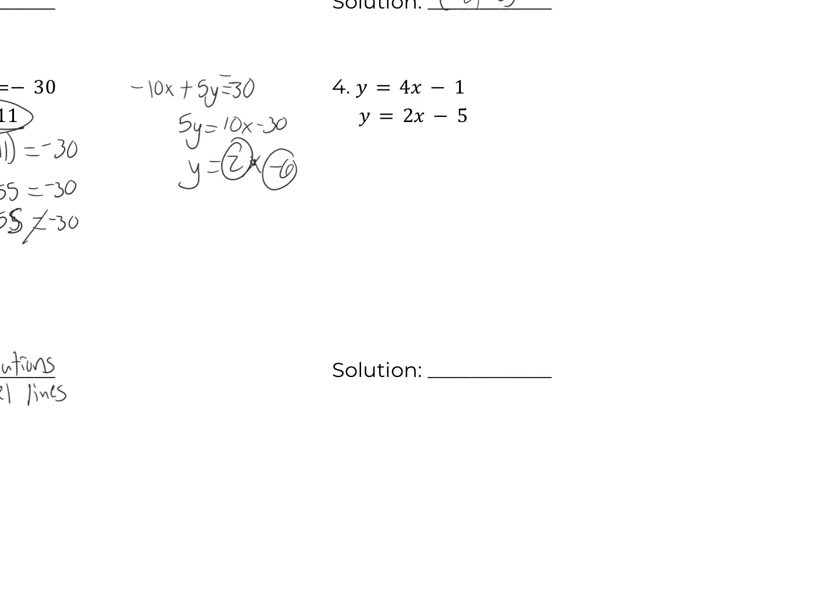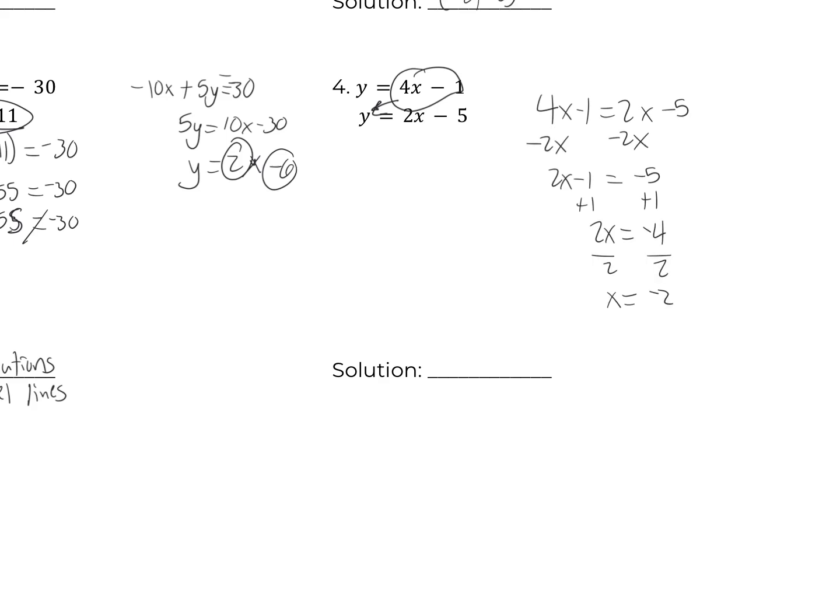All right, number 4 is another special case. We have y equals something and y equals something. So if y is equal to 4x minus 1 and y is equal to 2x minus 5, I can take what this y is equal to and substitute it in for the other y. So we can set this up as 4x minus 1 equals 2x minus 5. And now we're ready to solve. I can subtract 2x off of both sides. Get 2x minus 1 equals -5. I'm going to add 1 to both sides. Get 2x is equal to -4. Divide both sides by 2 to get x equals -2.